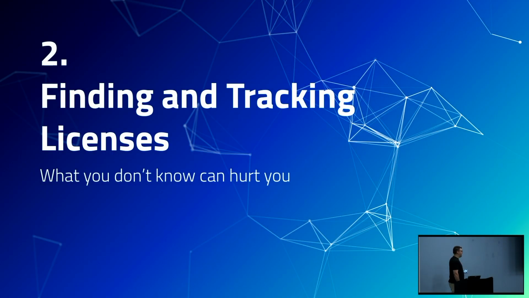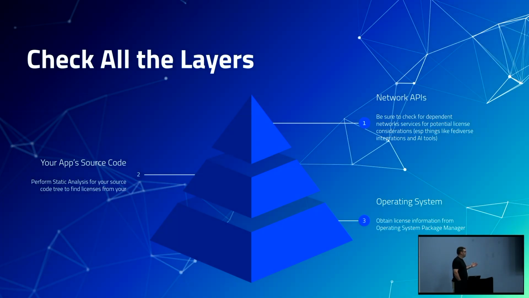So how do you find and track these licenses? Because as we've figured out, what you don't know can hurt you. There's a lot of great tools. One of the things that's neat about this is that you're going to look at this and be like, this sounds an awful lot like security scanning. And I have great news. All of your security scanning tools will help you with this. You're going to want to know what's in your operating system, including the operating system in your container image. You're going to want to know what's in your source code, and what's in your network APIs in terms of how you're communicating with things.